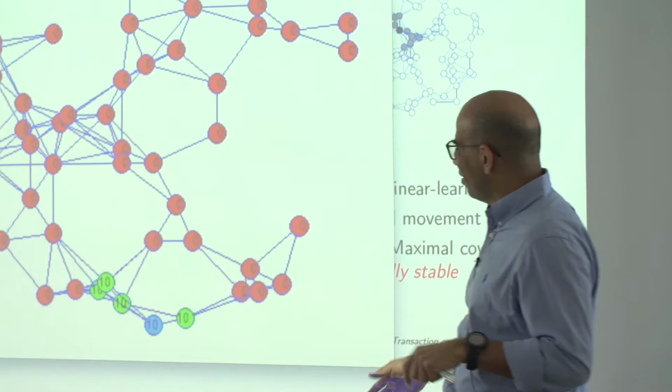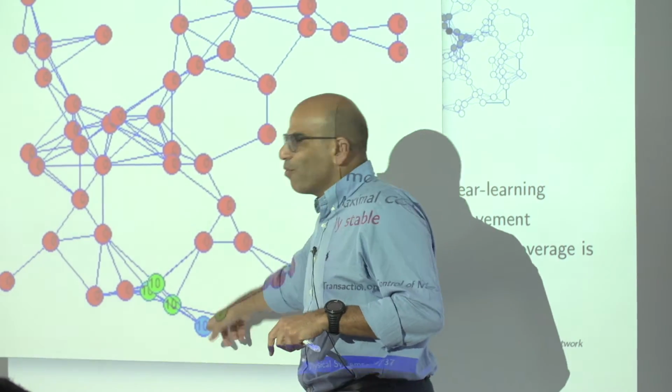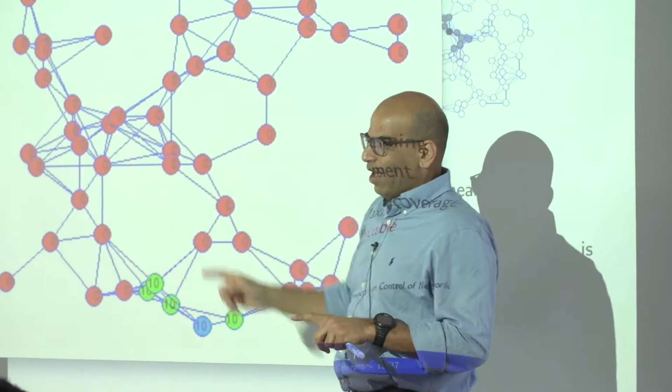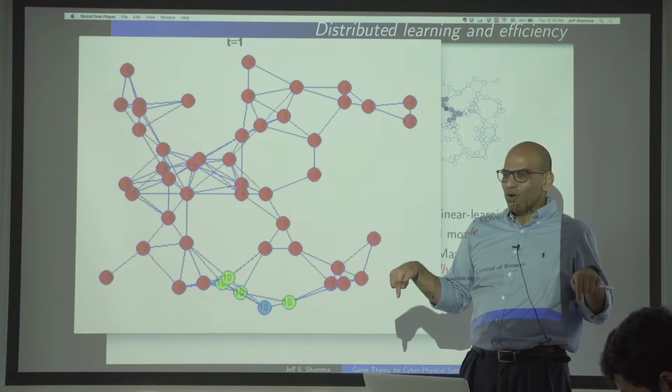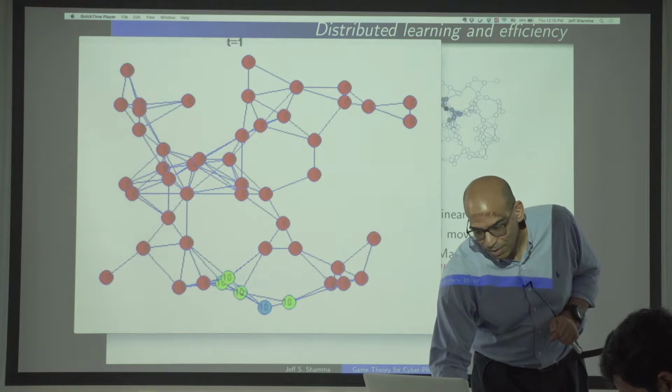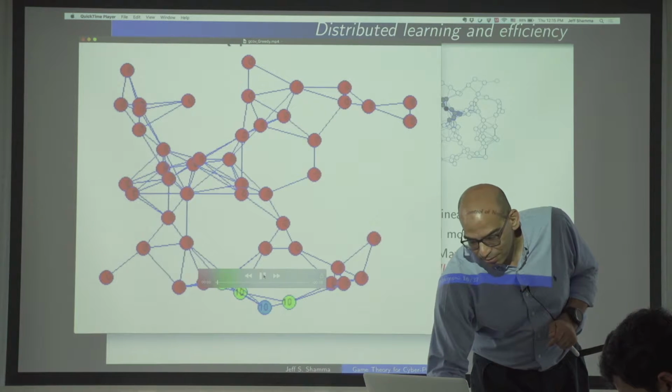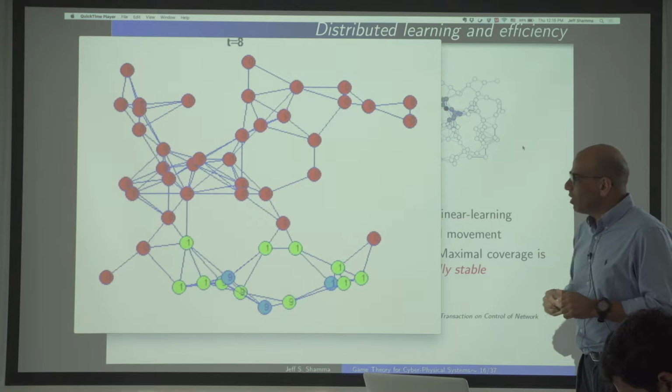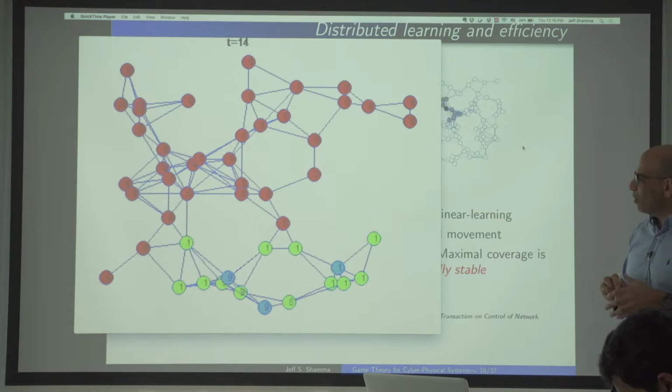What do I mean by that? If I'm sitting here, I really don't know the rest of the graph. I know my nearby nodes, and I'm going to do a best response amongst my nearby nodes. But I don't see the rest of the graph because that's an unknown environment. I only can see what's happening locally.